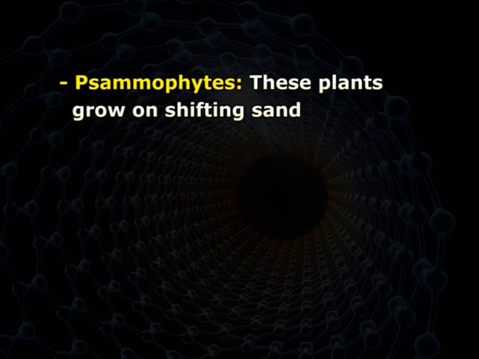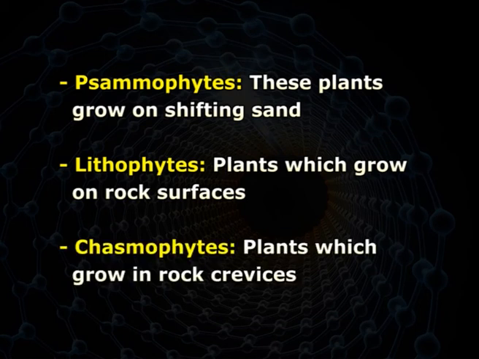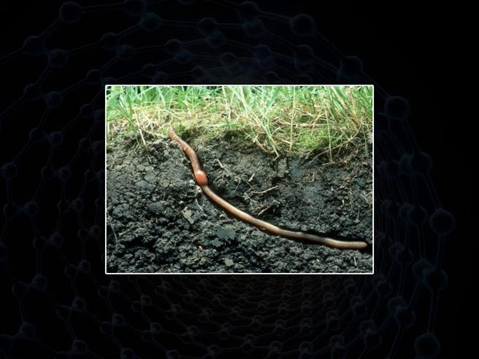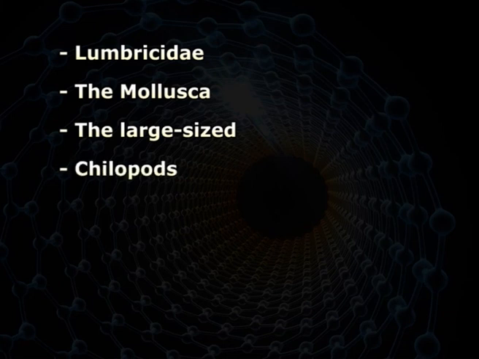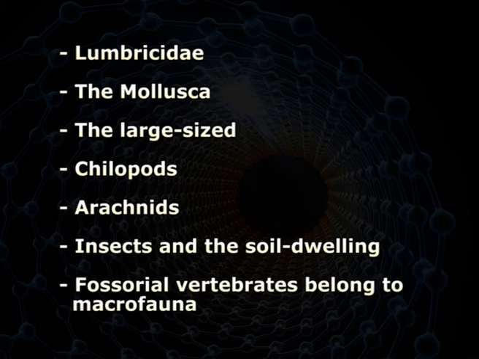Psammophytes: these plants grow on shifting sand. Lithophytes: plants which grow on rock surfaces. Chasmophytes: plants which grow in rock crevices. Macrofauna of soil. Macrofauna of soil include those animals whose body is greater than 1 centimeter. Lumbricidae, the mollusca, the large chilopods, arachnids and insects, and the soil-dwelling fossorial vertebrates belong to macrofauna.